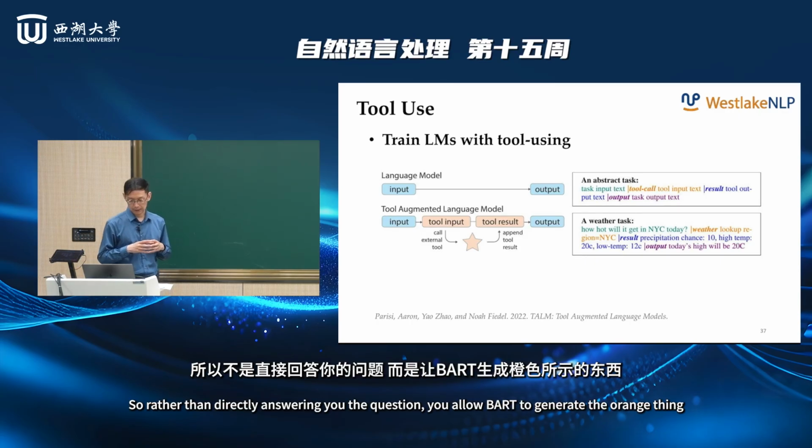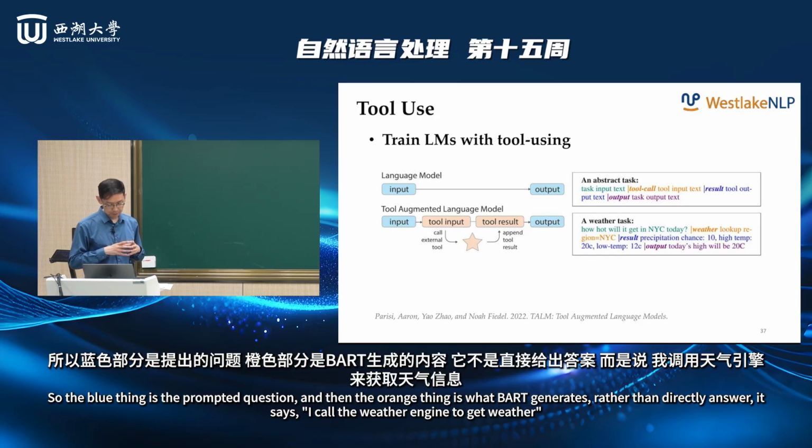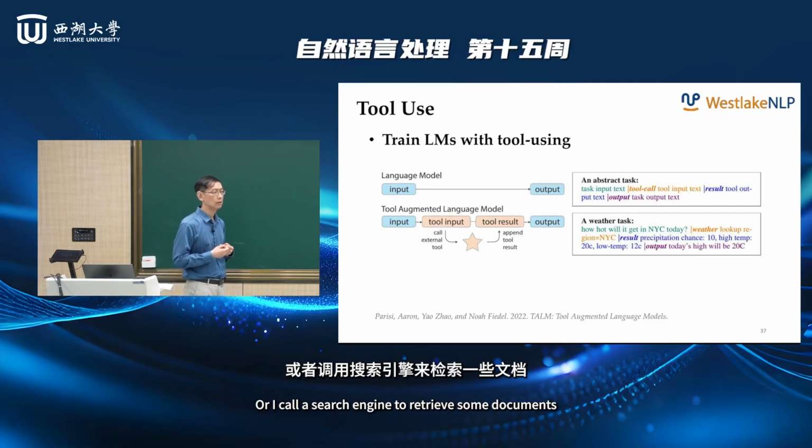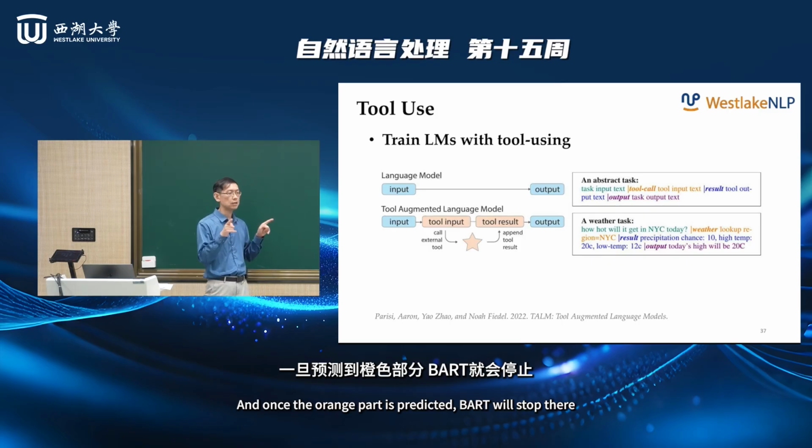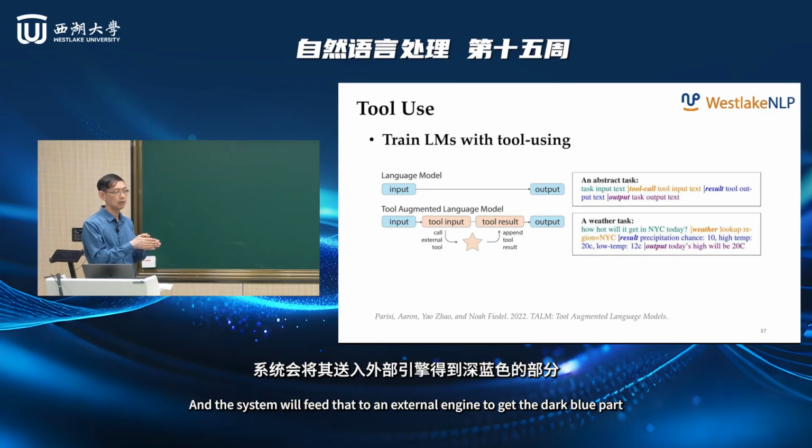So rather than directly answering the question, you allow BART to generate the orange thing, okay? So the blue thing is the prompt, the question. And then the orange thing is what BART generates. Rather than directly the answer, it says, I call the weather engine to get the weather, okay? Or I call the search engine to retrieve some documents. And once the orange part is predicted, BART will stop there, okay?